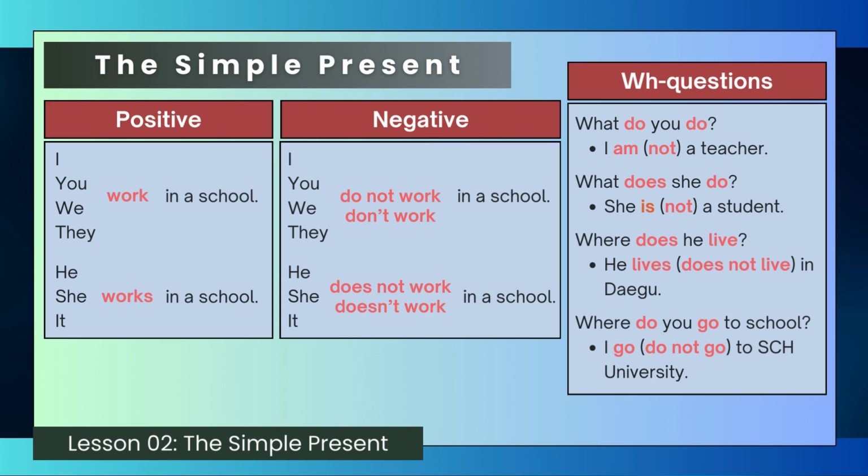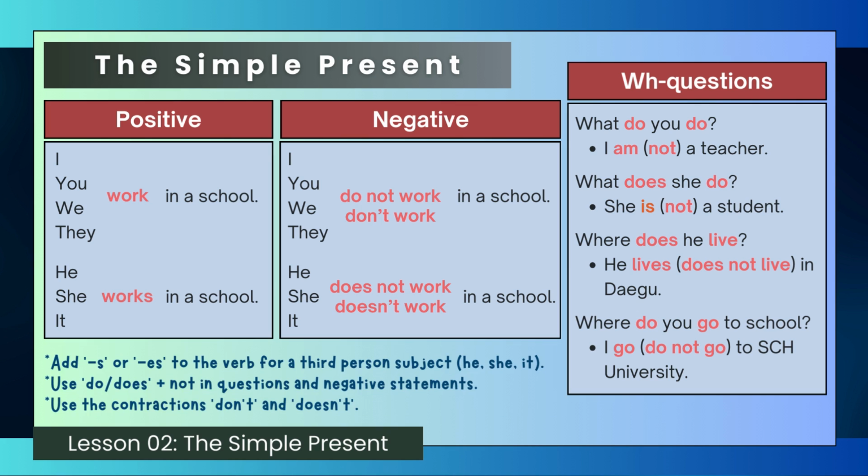So that's how we form the positive, negative, and questions for the simple present. And try to remember that we add s or es to the verb when we answer about a third person subject, he, she, or it. We use the helping verb do or does plus not in questions and negative statements. And we usually use the contraction don't or doesn't.